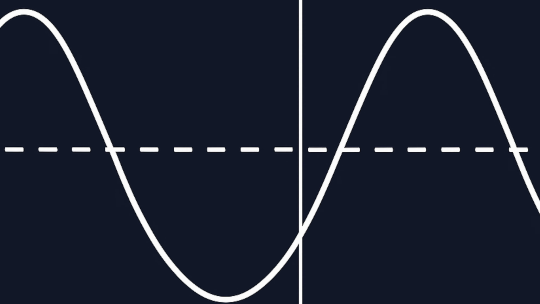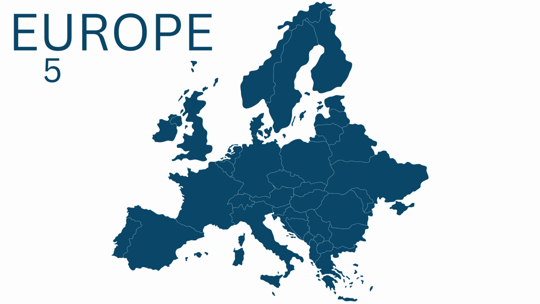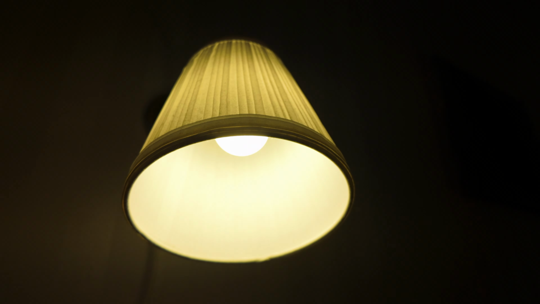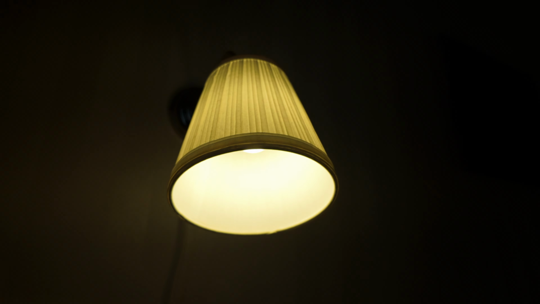AC means that the current is constantly switching direction. In Europe it does that 50 times per second, and in the US, 60. Every time the current crosses zero, the light dims for a split second. Our eyes don't notice it, we're pretty chill about flicker. But your camera? The camera shutter sees everything.